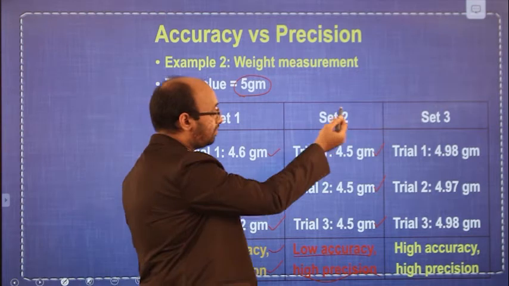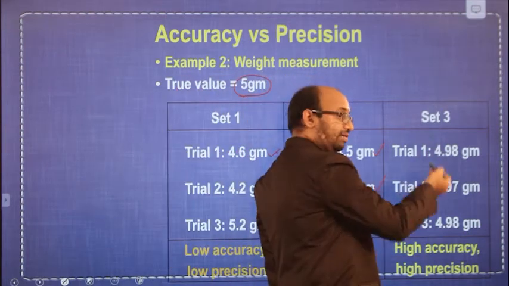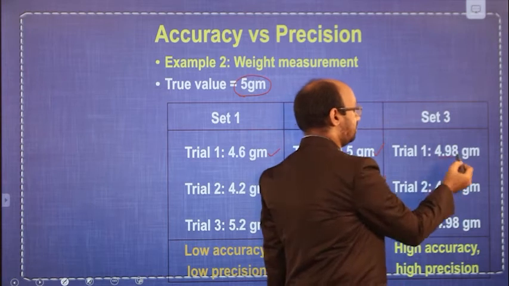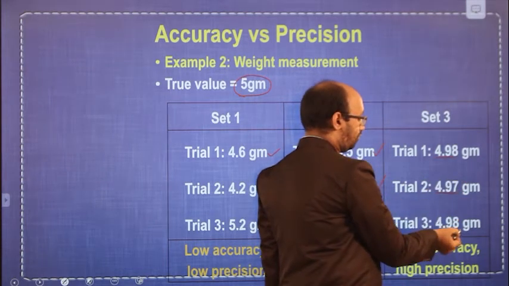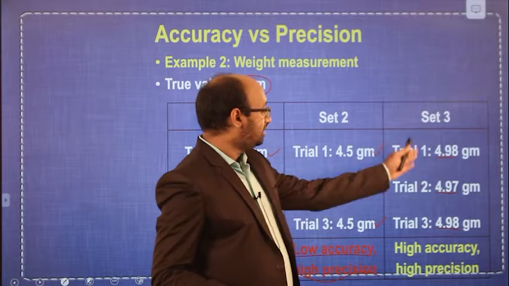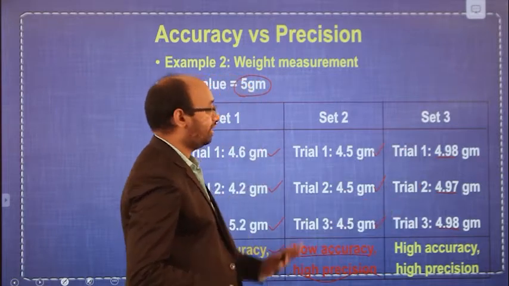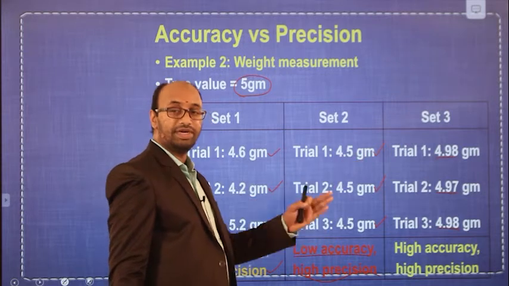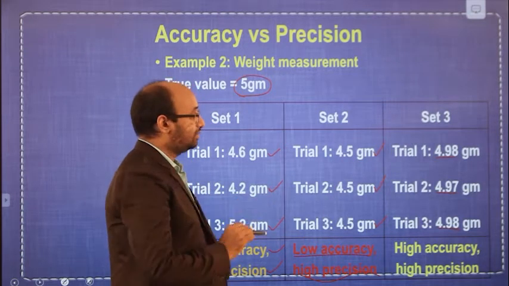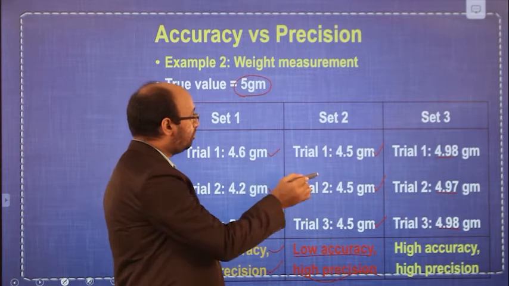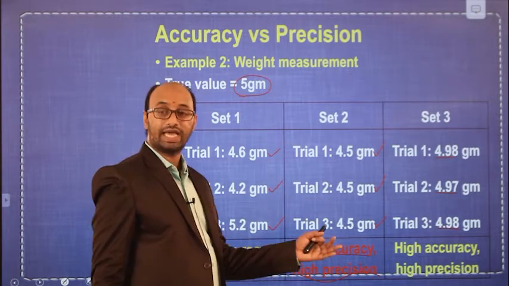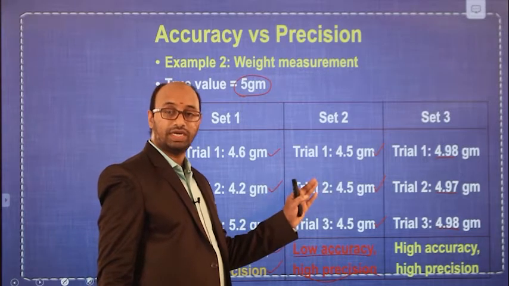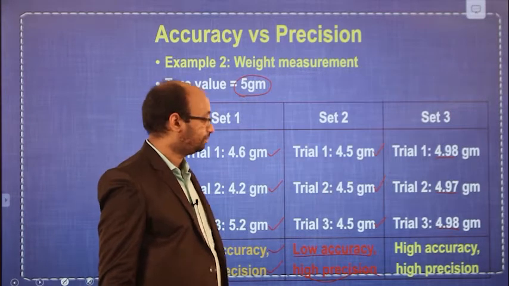Let us see the third set. So the 3 measured values under 3 trials are 4.98 grams, 4.97 grams and 4.98 grams. These 3 measured values are close to 5 grams. They are almost very close to 5 grams and there is repeatability. So in this case, we can say that the instrument used for measuring the weight is both accurate and precise, or the measurements are highly accurate and precise.